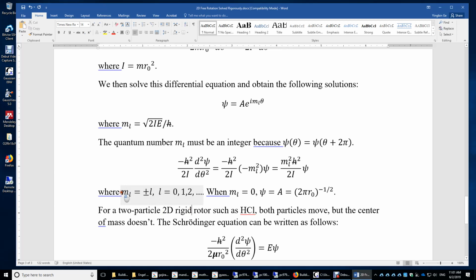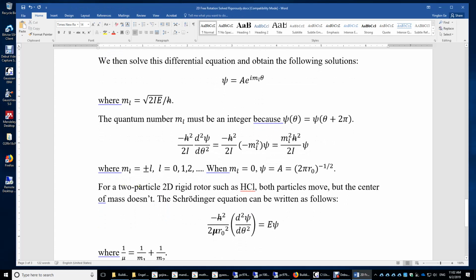Oh, by the way, this m sub L and L can be found in any general chemistry textbooks. In those textbooks, L is the quantum number for the 3-dimensional rotation, and m sub L is the z component of L. But here, we're looking at just the 2-dimensional rotation.